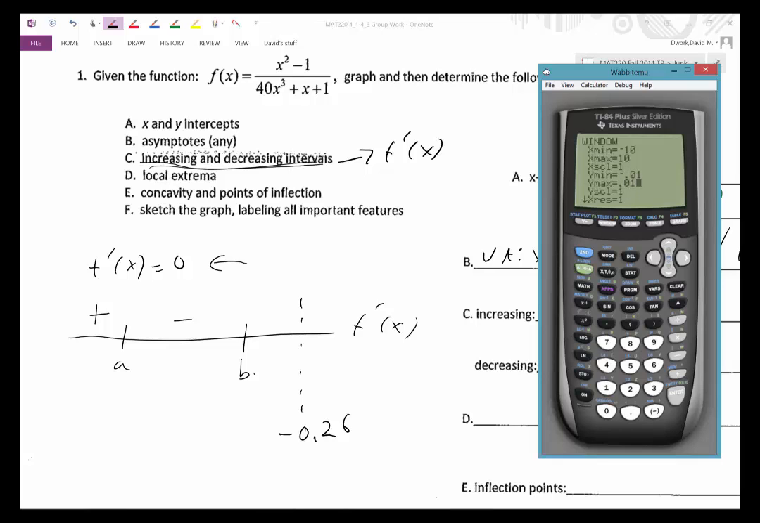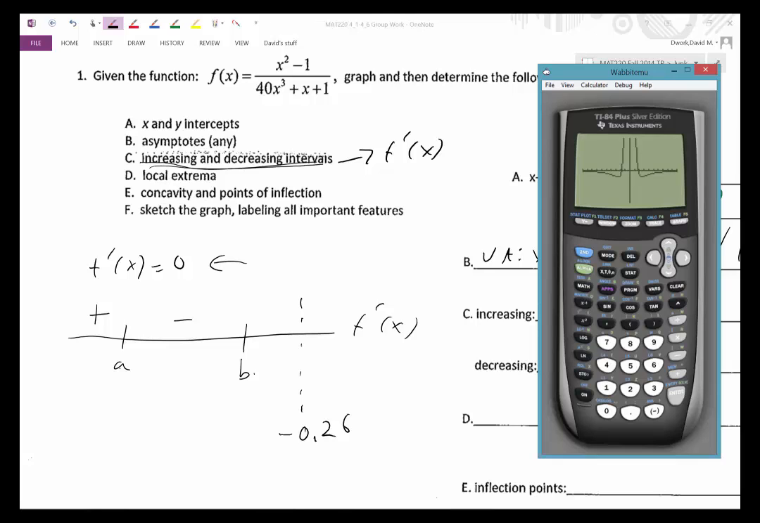So if I have an x-intercept between x equaling negative 10 and positive 10, I should see it. So I hit graph, and you can see it's ticking along, and we can actually see the derivative graph a little bit better. Do you see now, because we made our y range so small, it is clear as day.